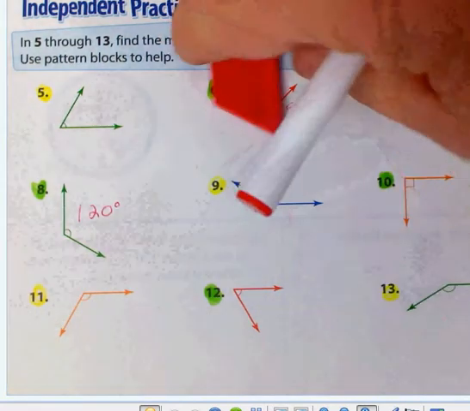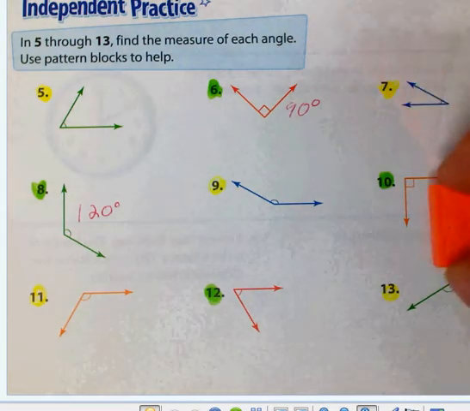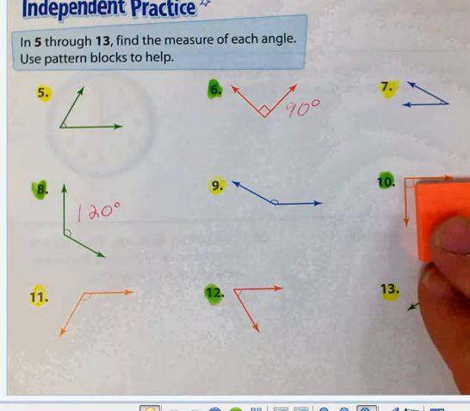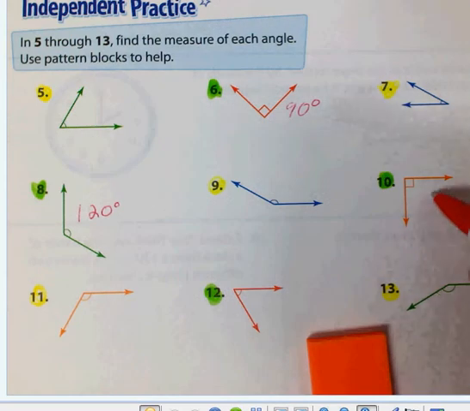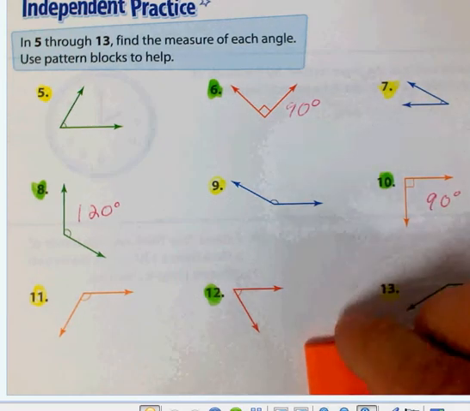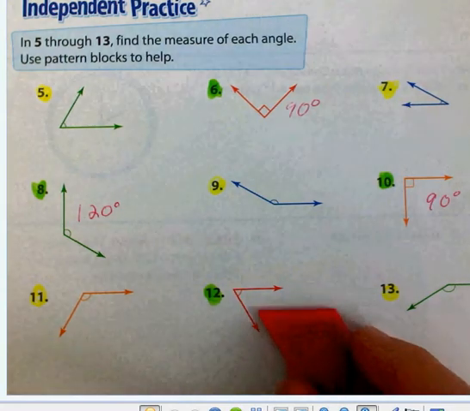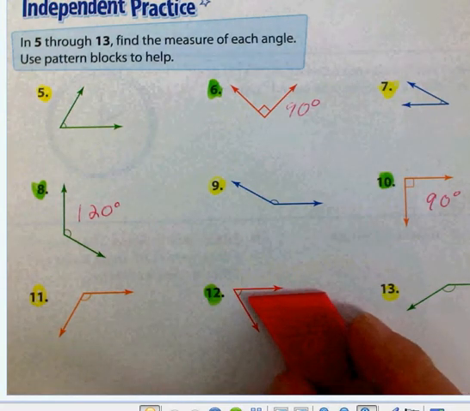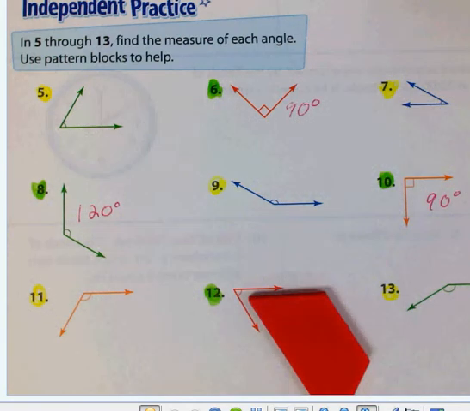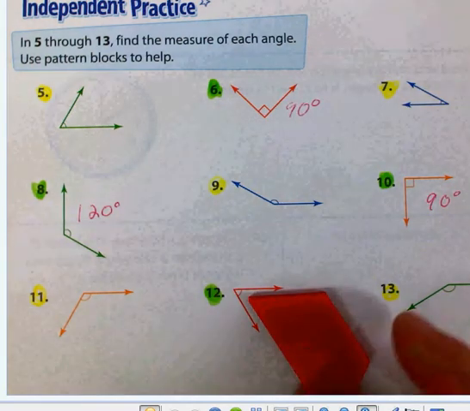Okay, on number 10, it's already marked as a right angle, so we know that that is 90 degrees. And number 12 right there, let's try the smaller angle on our trapezoid. It looks like it's about the same as our smaller angle on our trapezoid. And that was 60 degrees.